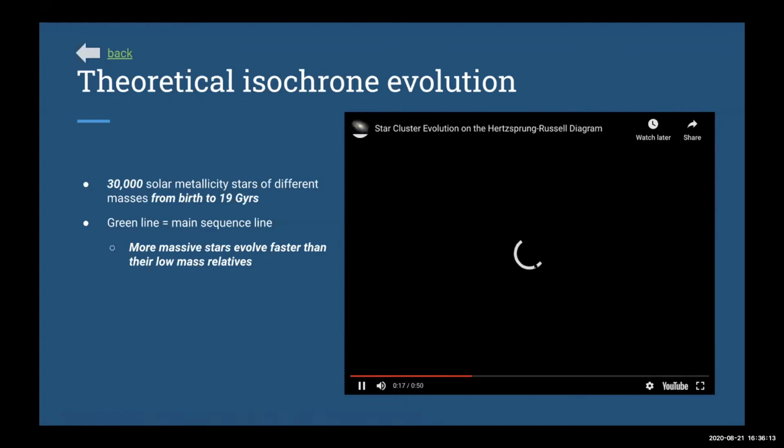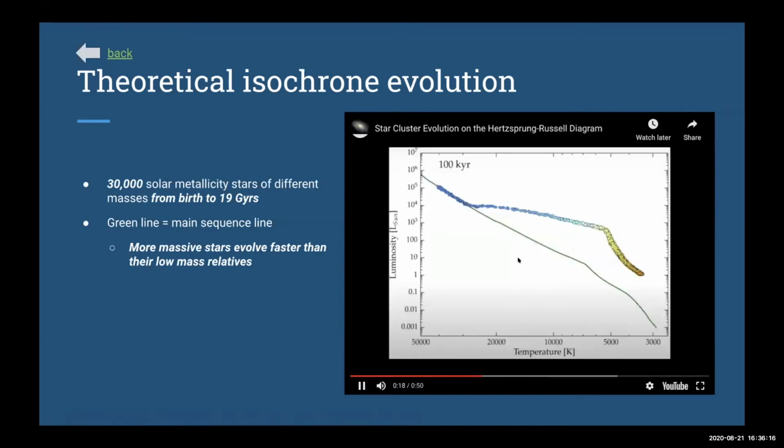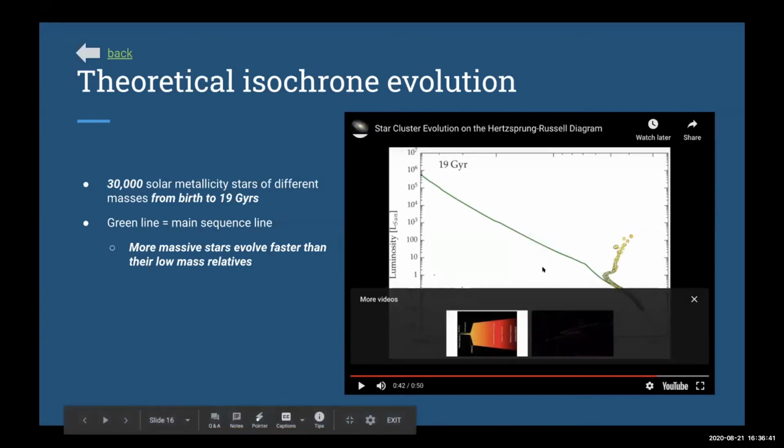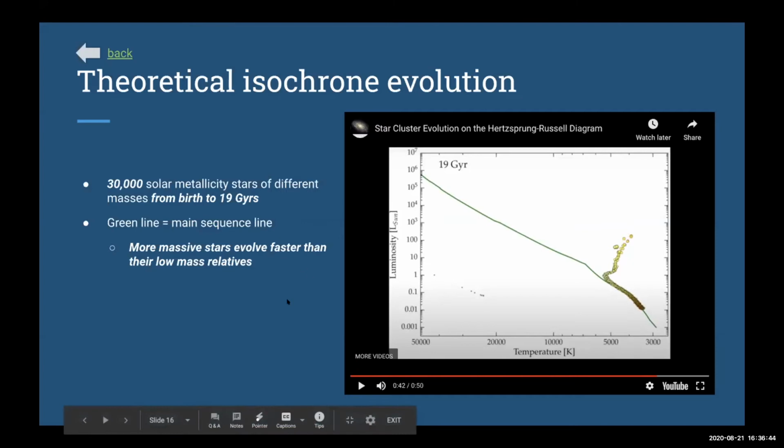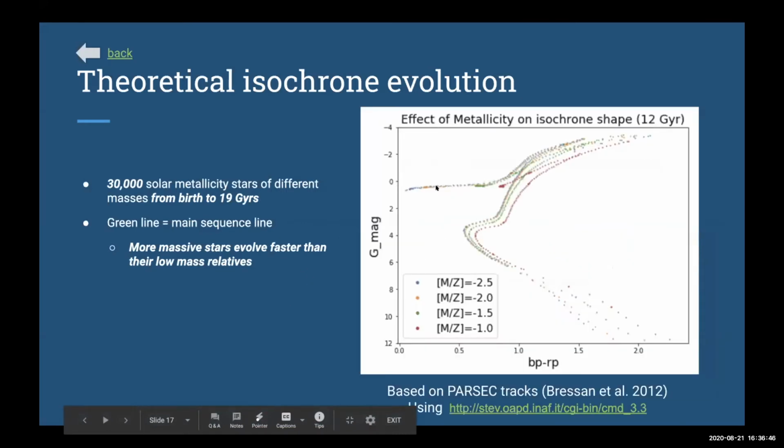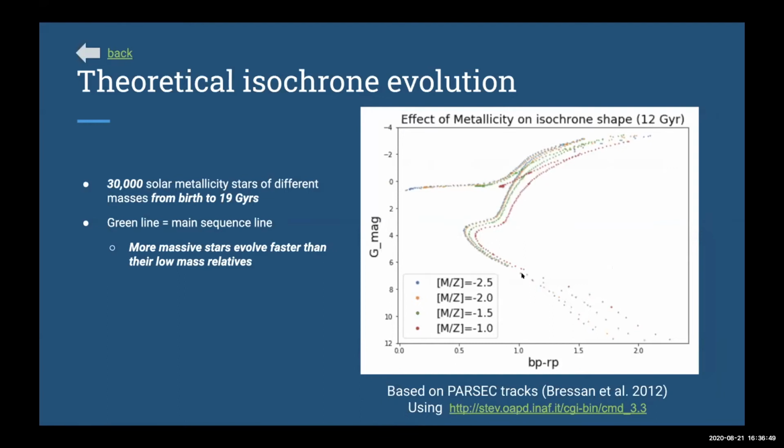If we look at 30,000 stars evolving, we can see that the more massive stars evolve faster, so they go onto the main sequence first, but then they also move off the main sequence relatively faster than their lower mass counterparts, and it forms this distinct shape that corresponds to metallicity and the cluster's age. In my case, the cluster's metallicity is much lower than solar metallicity. So the shape of the isochrone corresponding to my clusters is usually different.